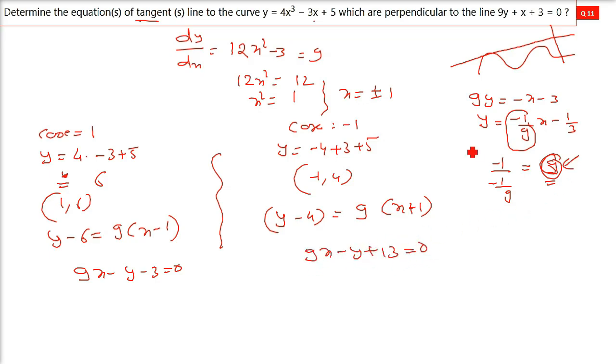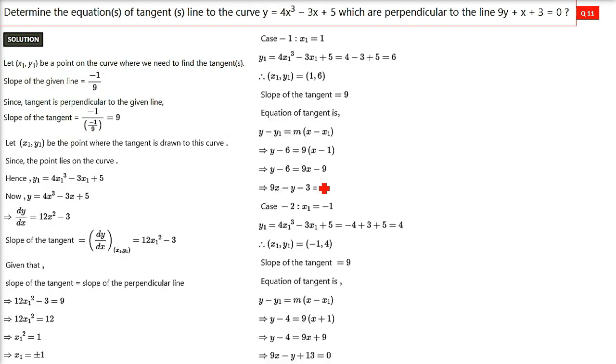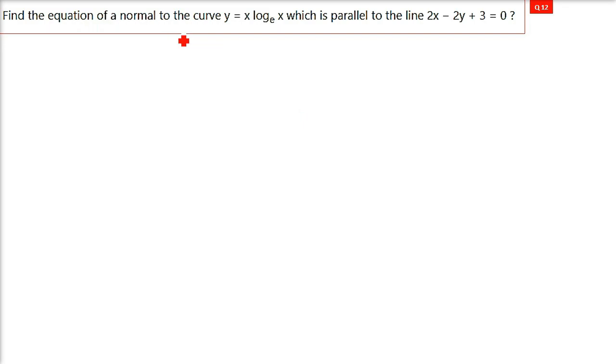Okay, you got the concept? So the basic thing is this one. The other things are very well known to you. Let me show you the reference solution so that you can know how to write it. You can solve it like this. Find the equation of the normal to the curve which is parallel to the line, this one.